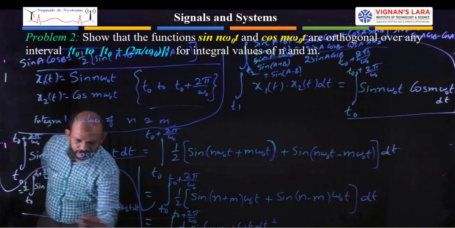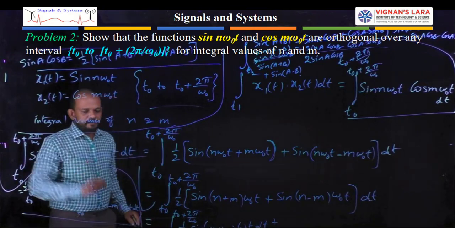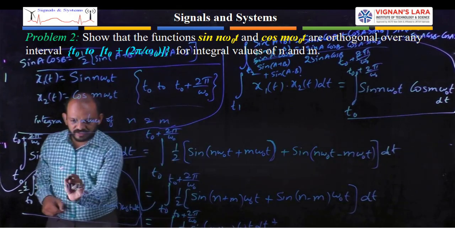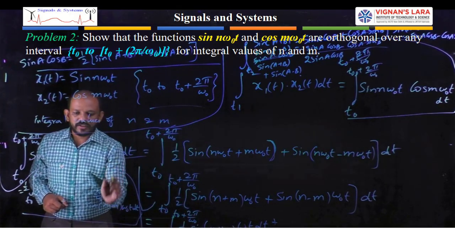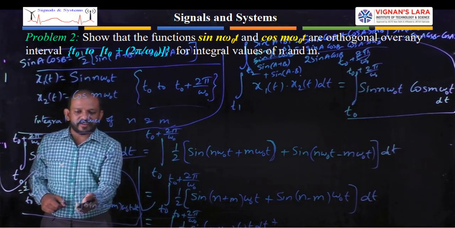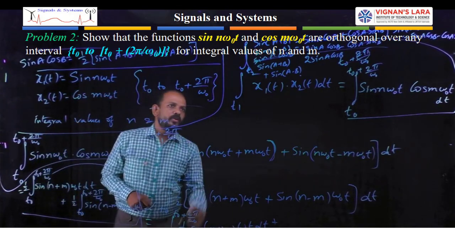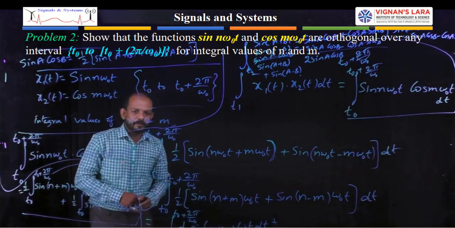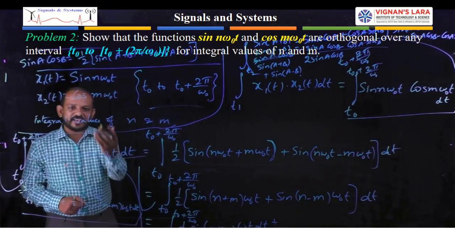See this one, this is the important one. If you go on solving this, you can get 0 for this one and 0 for this one. So 0 plus 0, the answer is 0. So for the given integration, the answer is 0. So we can say the two signals are orthogonal.